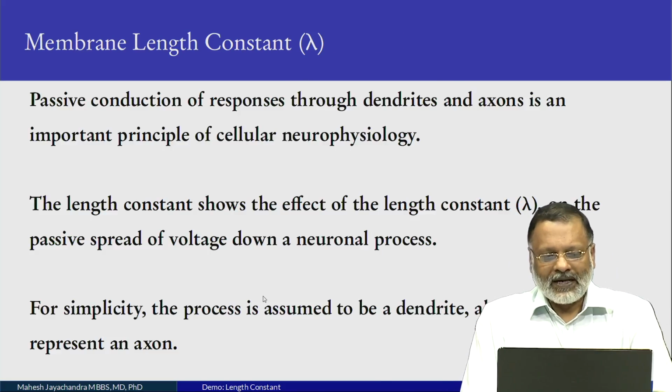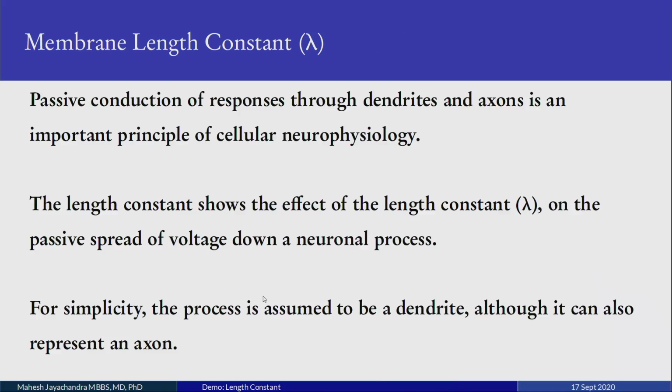Just to remind you, regarding the membrane length constant lambda, passive conduction of responses through dendrites and axons is an important principle of cellular neurophysiology. These principles were first formally enunciated by researchers such as Wilfrid Rall. If you want to model a neuron realistically, meaning put in exactly all the physics of the dendrites, the dendritic tree, the axon, the cell body, etc., then you need these concepts of the length constant lambda as well as tau.